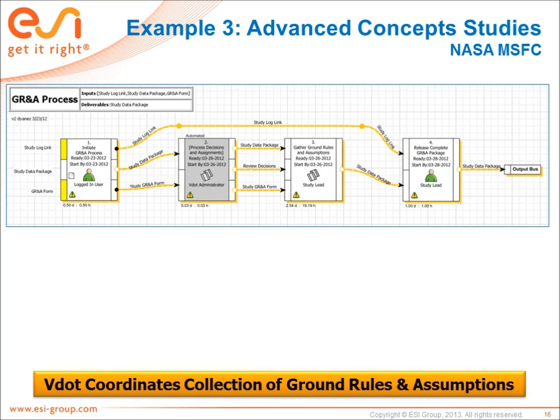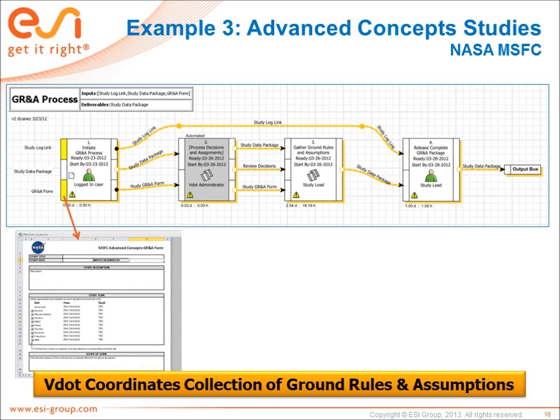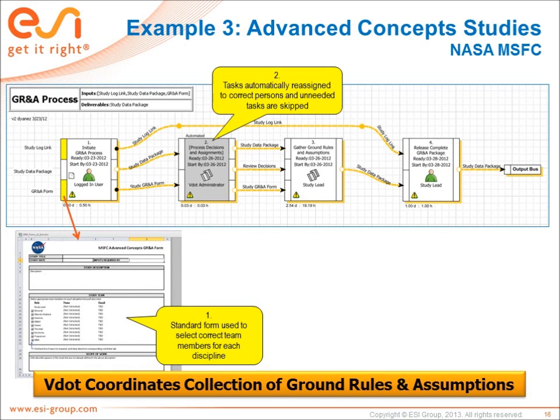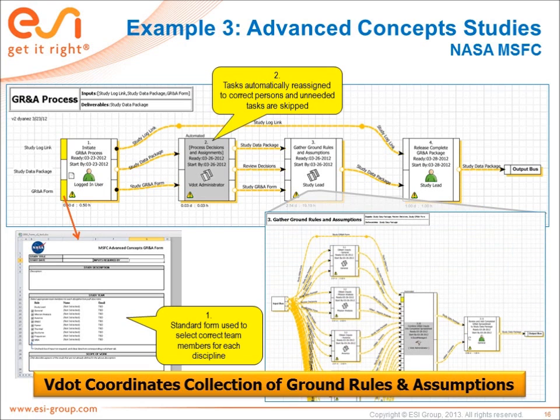Example 3 shows how Vdot is being used to coordinate the studies being performed by the Advanced Concepts Office at NASA Marshall Space Flight Center. To streamline the processes, standard forms in Microsoft Excel have been incorporated, which simplify and automate the collection of information and allow for automatic assignments of tasks to the correct individuals in the Vdot flows.